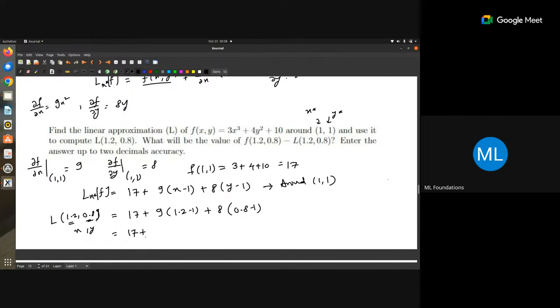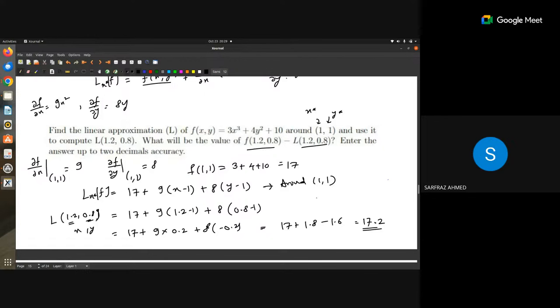So that will become 17 plus 9 into 0.2 plus 8 into minus 0.2. Correct. So this is 17 plus 1.8 plus minus 1.6, so it is 17.2, right? Yes. Then we have to find the value of f of 1.2, 0.8.